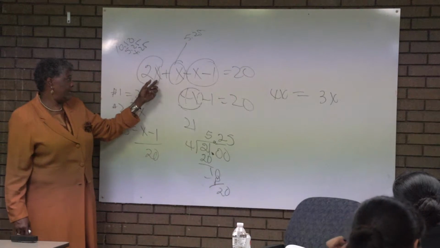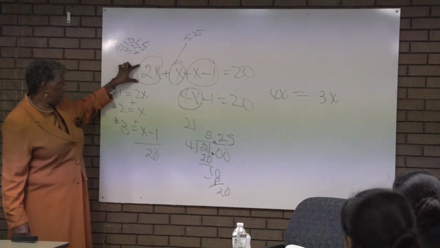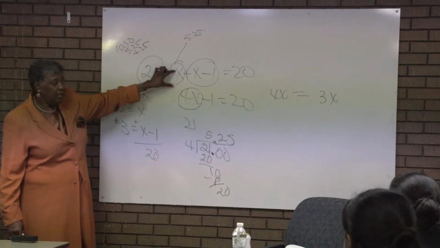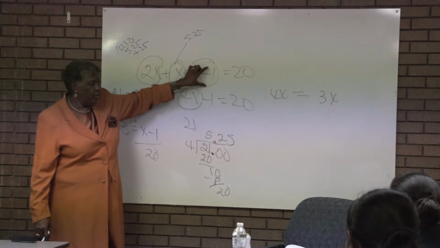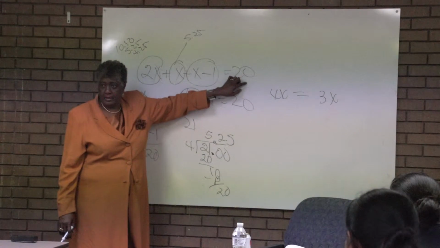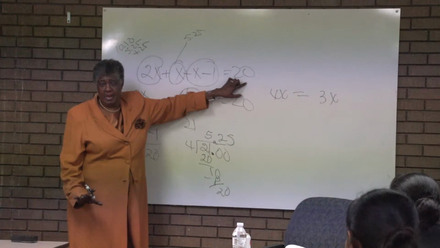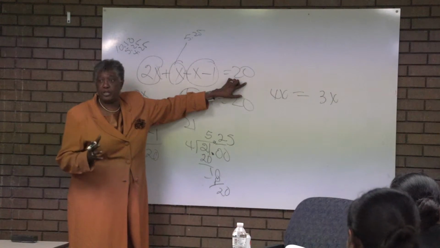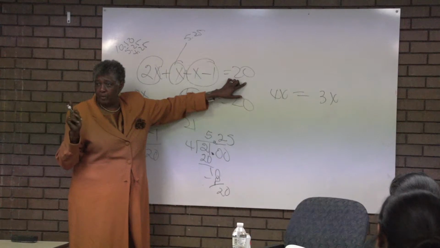It says you're going to add the first child to the second child to the third child. And when you do that, you're going to get 20. Okay. We don't know the amounts of these children yet. That's why we have to express them with X, because that's the unknown. That's the part we don't know.